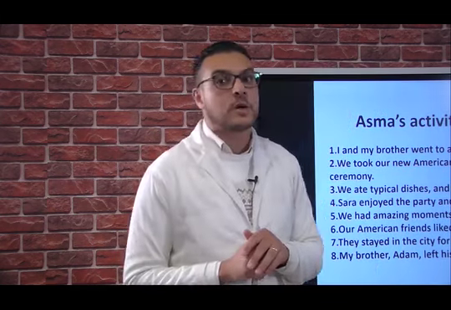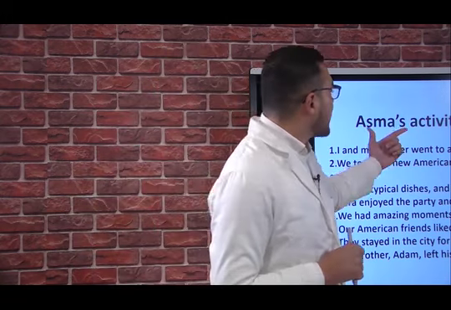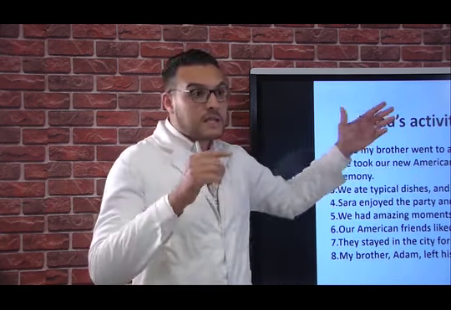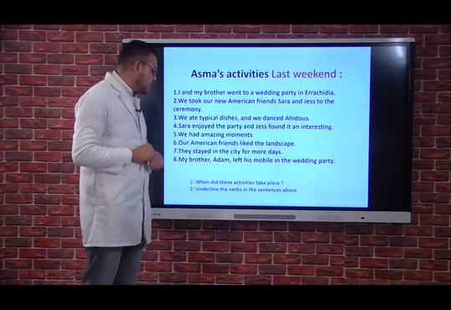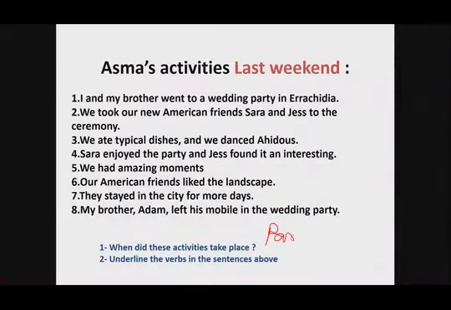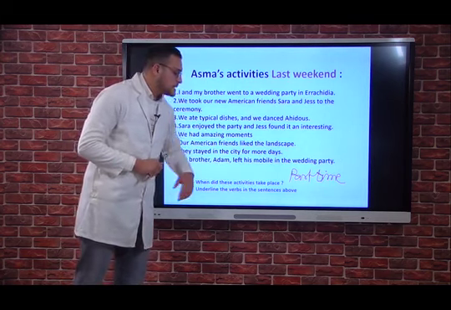So if I ask you this question, when did these activities take place? What do we have in here? Asma's activities last weekend. So Asma in here is telling us what she did last weekend. So when I say the last weekend in here, it's the past time. Then number 2, we need to underline or circle the verbs in the sentences above.